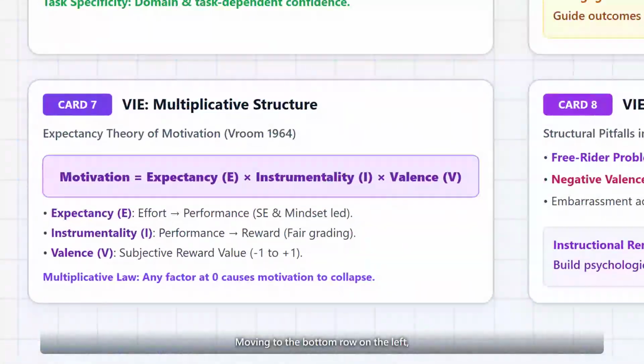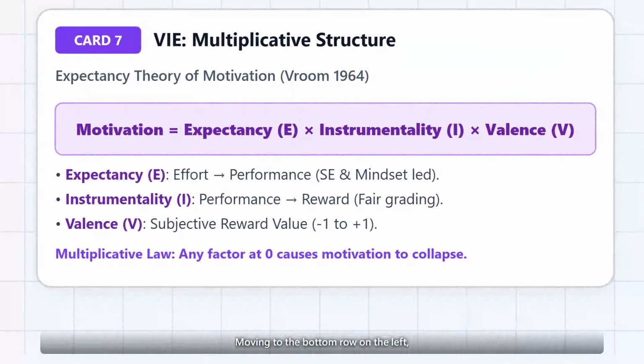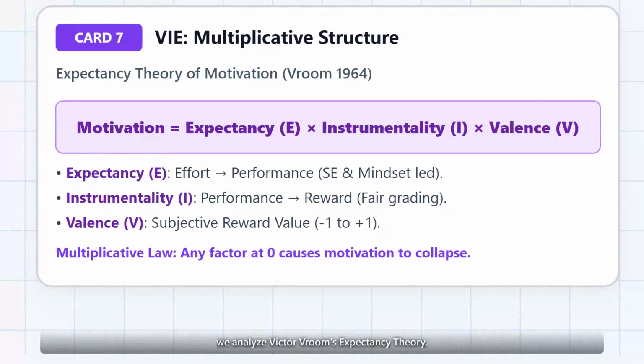Moving to the bottom row on the left, we analyze Victor Vroom's expectancy theory. While self-efficacy builds confidence, VIE translates that confidence into active behavioral decisions. Vroom formulated motivation as a multiplicative equation. Motivation equals expectancy times instrumentality times valence.